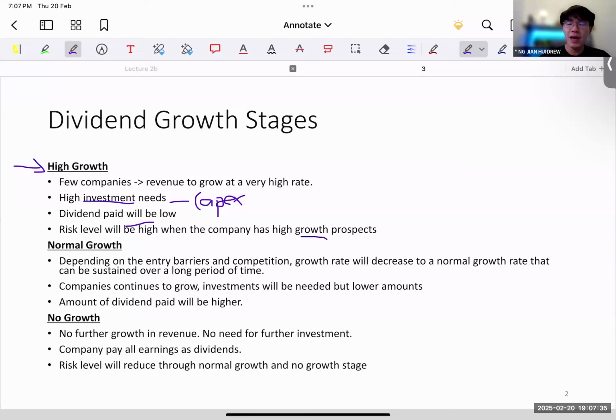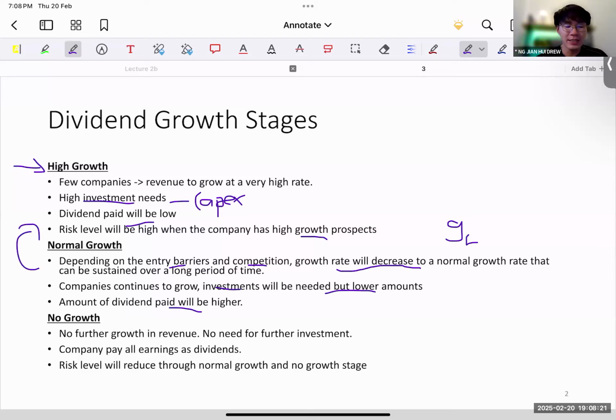Then we have the normal growth stage where the company is stable, it's still growing, but it's stable. There is, of course, more competition, maybe there are some barriers to entry. The growth rate will have decreased to a normal growth rate, which we call gL. You'll see this in a bit. We call it gL, the normal growth rate, that can be sustained for a long time. Generally, companies in this stage have lesser investment needs, so less capex. Yes, you do need a bit of capex, but not too much. The amount of dividend paid is higher compared to the high growth stage.